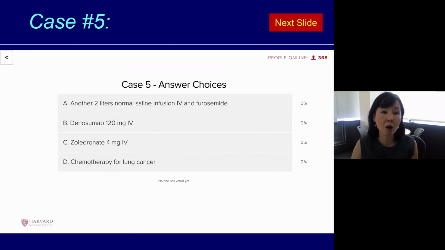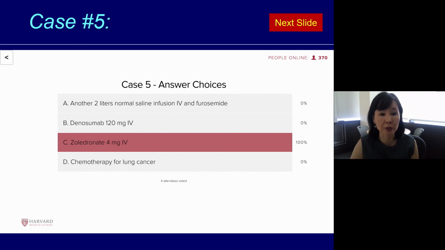And the choices are A, administer another 2 liters of normal saline, IV, and furosemide. B, denosumab 120 milligrams IV. C, zoledronate 4 milligrams IV. And D, chemotherapy for lung cancer. And I'll give you a chance to answer.